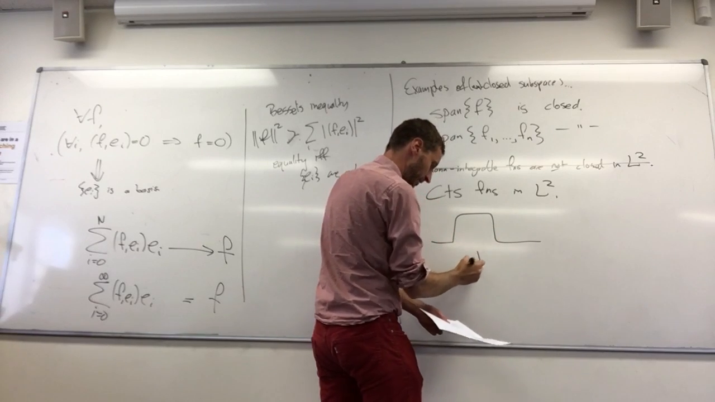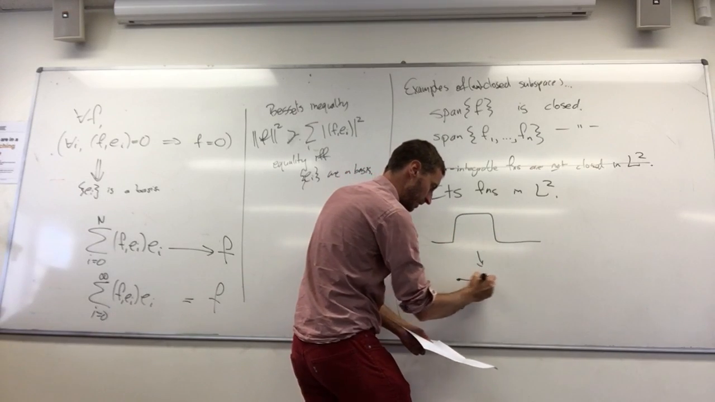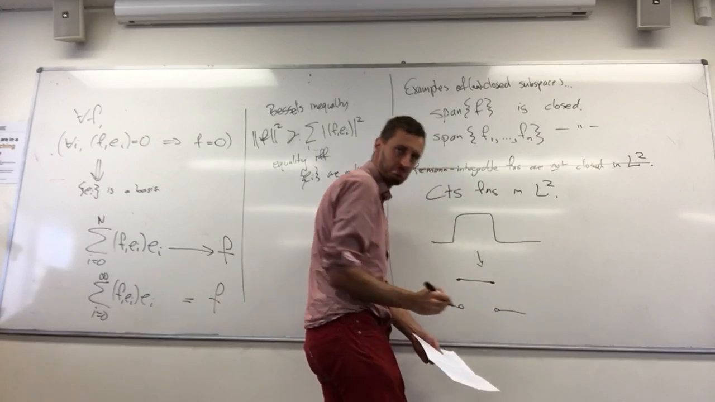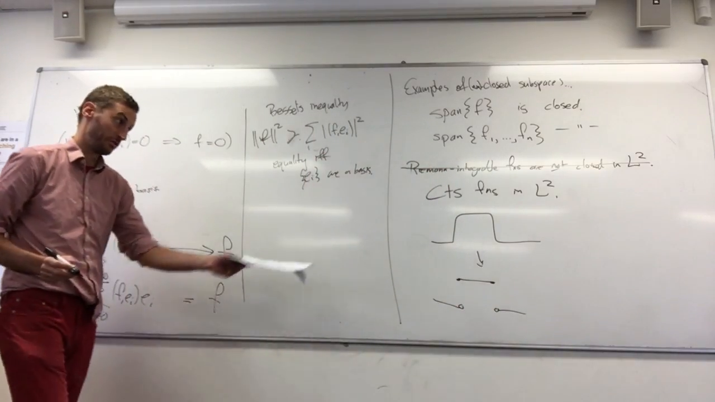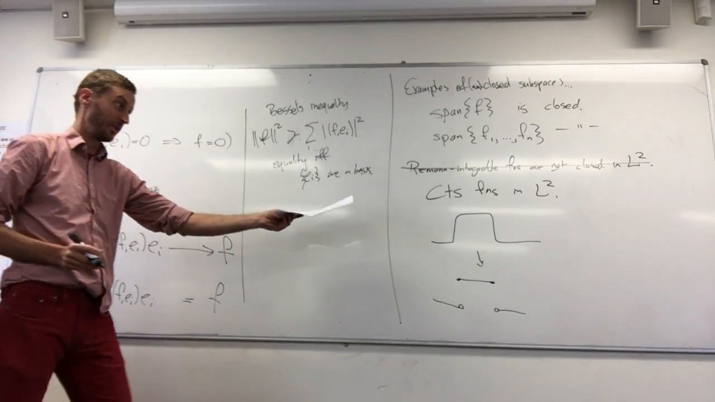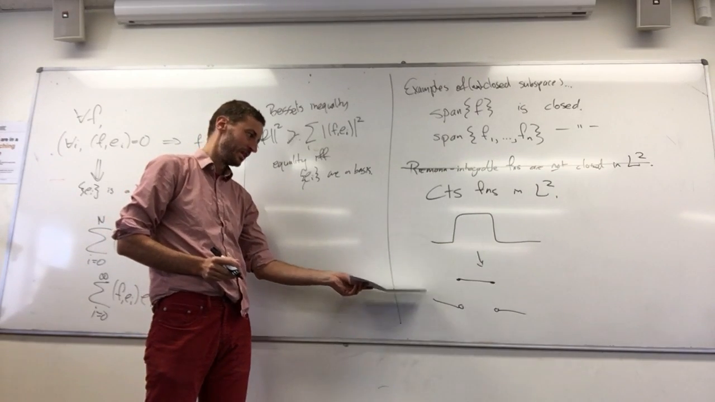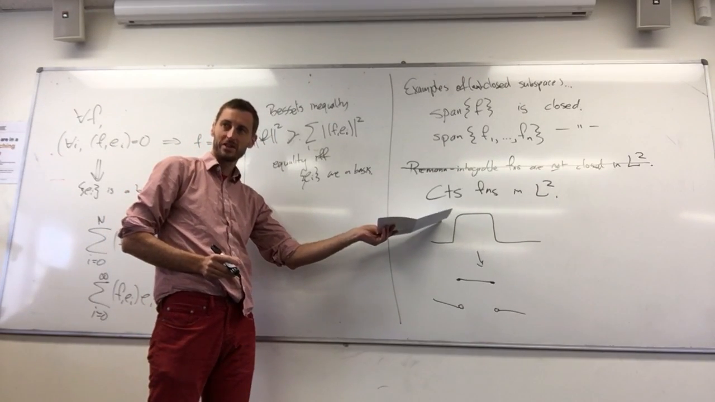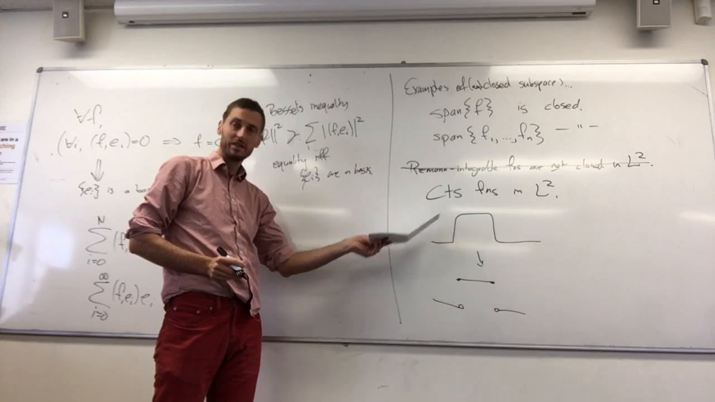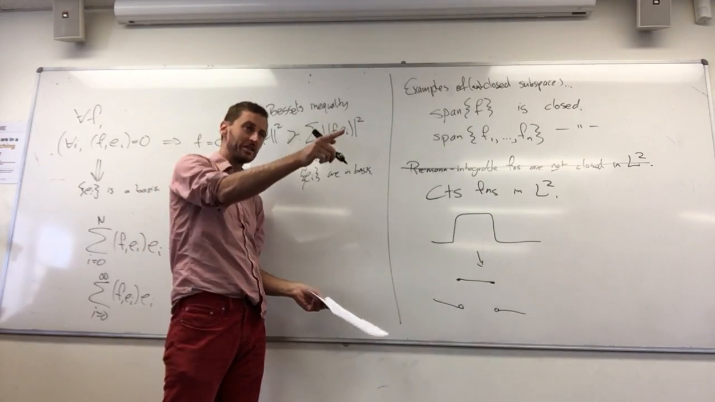These functions converge to this perfectly good L2 function that isn't continuous. Converging in the L2 sense, but not converging in the supremum sense. In the supremum norm, this is very far from any of those continuous functions. But in the L2 sense, these bump functions converge.